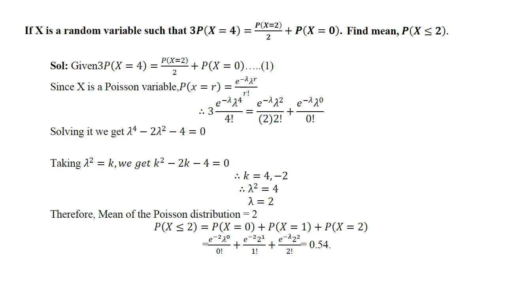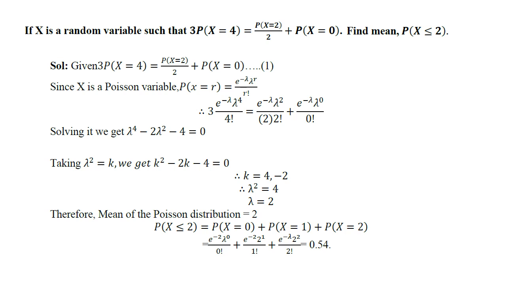Let us see another sum in Poisson distribution. If x is a random variable such that 3P(X = 4) is equal to P(X = 2)/2 plus P(X = 0), find the mean and also find the probability of X less than or equal to 2. They have given the relation 3P(X = 4) = P(X = 2)/2 + P(X = 0). We know the formula for Poisson distribution is e^(-λ) λ^r / r!.